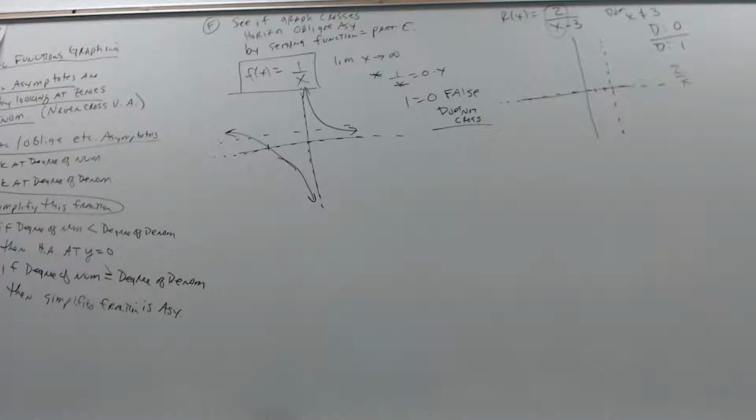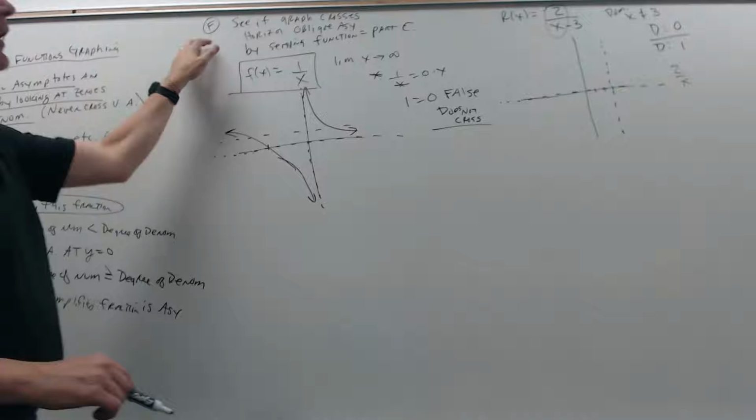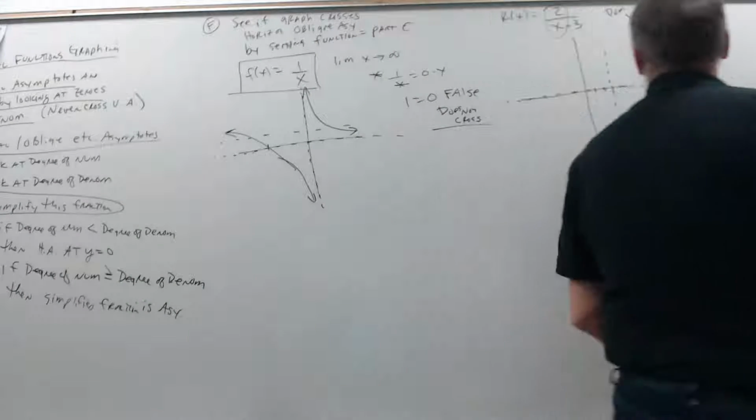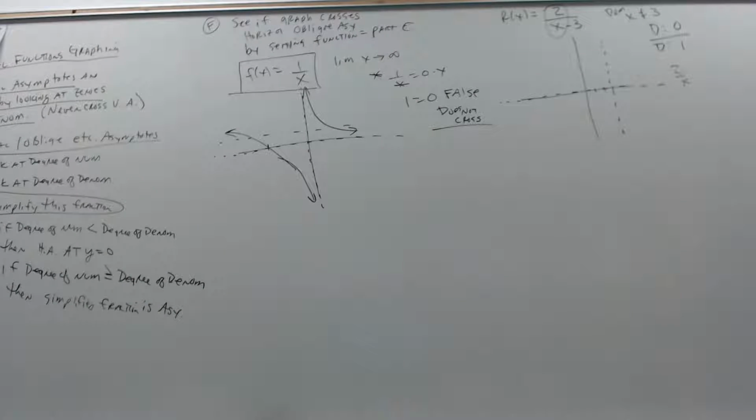If the degree, so this one doesn't apply, see if the graph crosses. Do you think that it's going to cross that asymptote? No, because I'm going to set this equal to 0, because I set it equal to this asymptote. Okay, 2 equals 0. Multiply both sides by x. Does 2 equal 0? Nope.